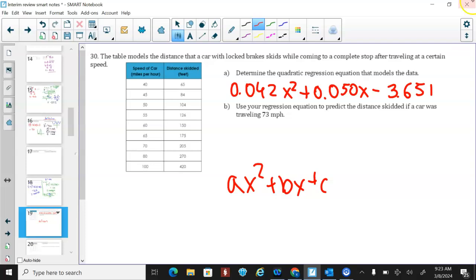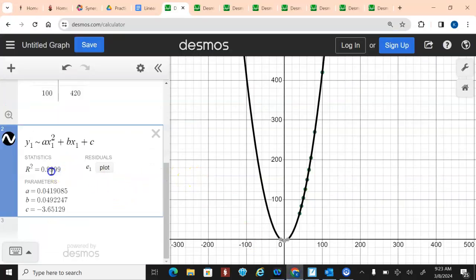Again, how do I know if it's a quadratic? Another way to look at it is checking your R squared right here. The closer to 1 it is, the more true the equation is. So as a quadratic, it's 0.99, so that is true.